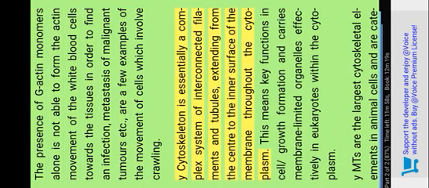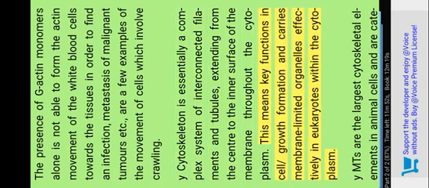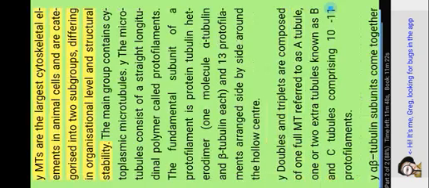The cytoskeleton is essentially a complex system of interconnected filaments and tubules, extending from the center to the inner surface of the membrane throughout the cytoplasm. It has key functions in cell growth and formation, and carries membrane-limited organelles effectively in eukaryotes within the cytoplasm.